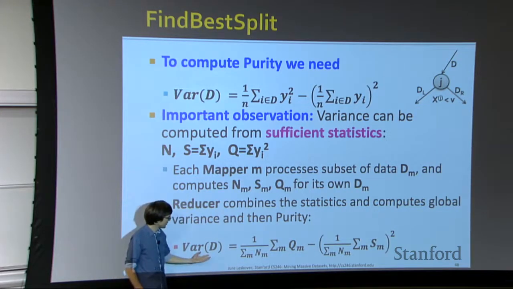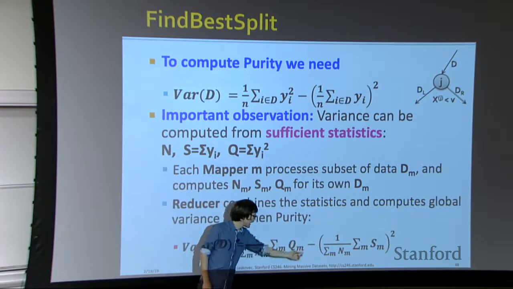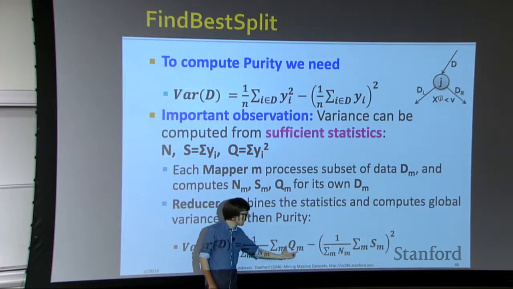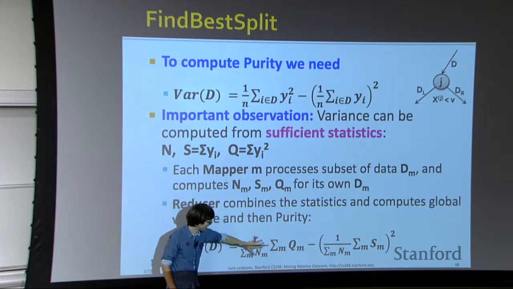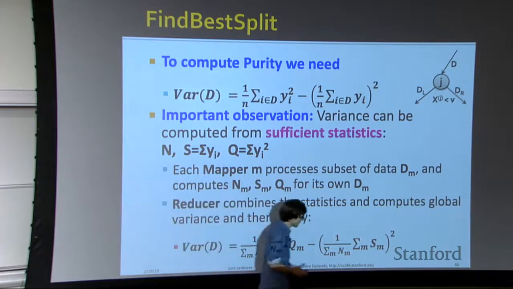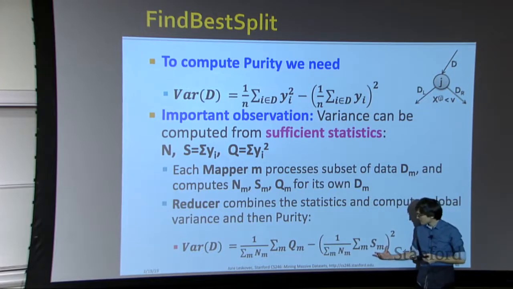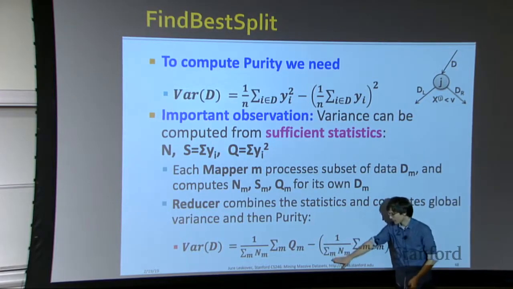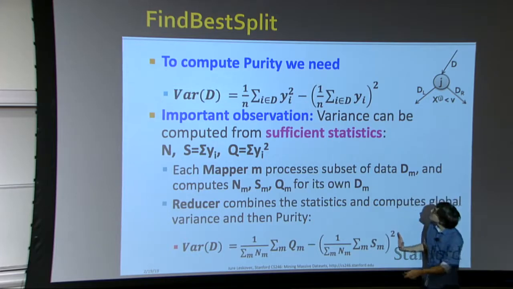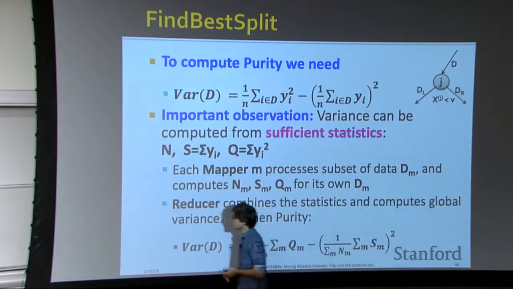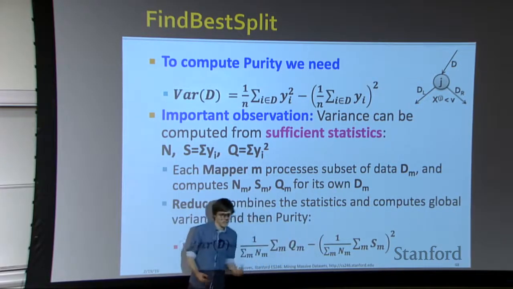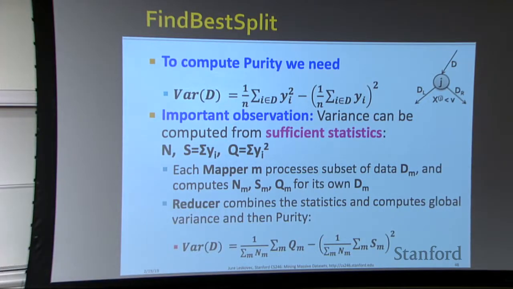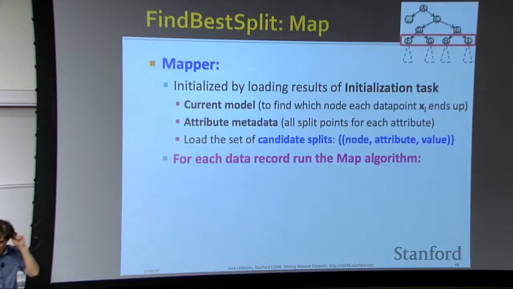The way the reducer computes the variance is to go over all the mappers, and every mapper gives me q_m. I sum up the q_m's. I sum up the n, the number of data points, to compute the left-hand side of the variance formula. And then here is the sum of y's. Again, I sum them up over all the mappers, divide this by the total number of data points, and square that. And this is now my variance formula. So the point is that every mapper can compute this sufficient statistic. The reducer just adds them together, and we have the global purity formula for us to use. And that's the elegant part. Right?